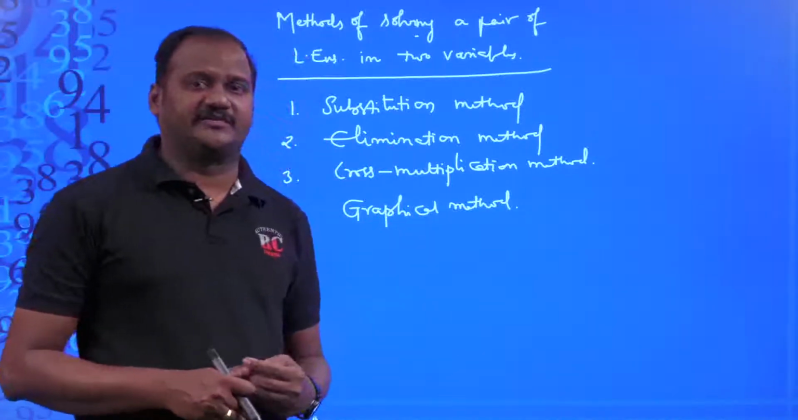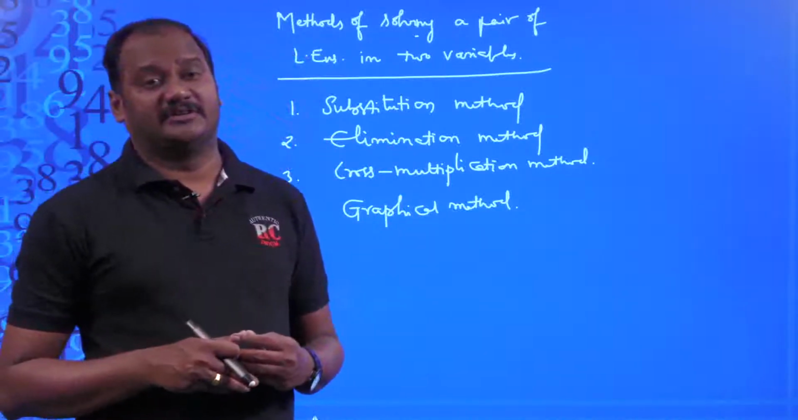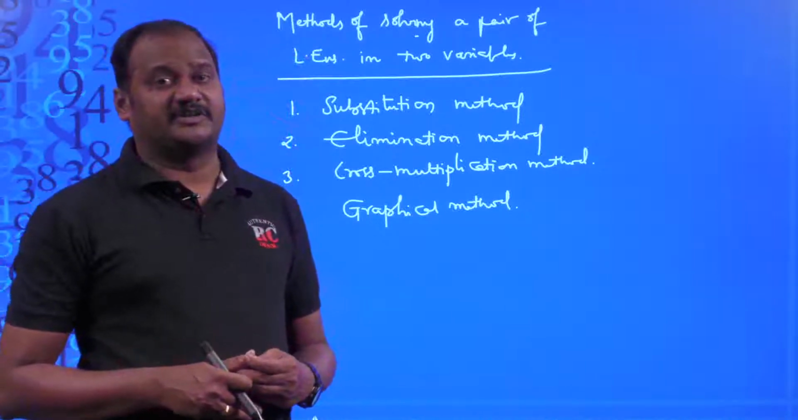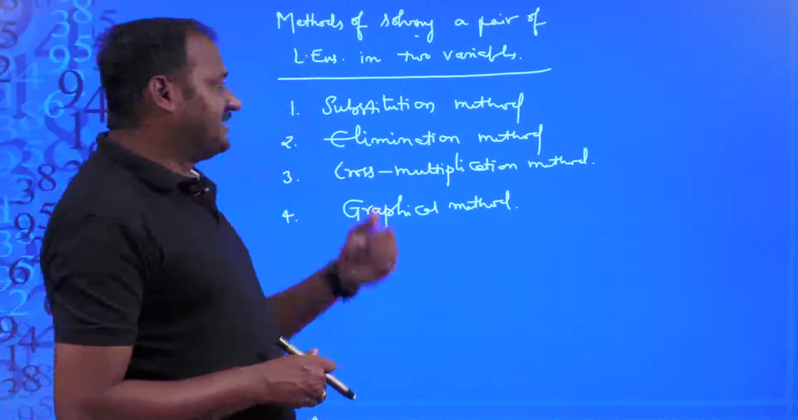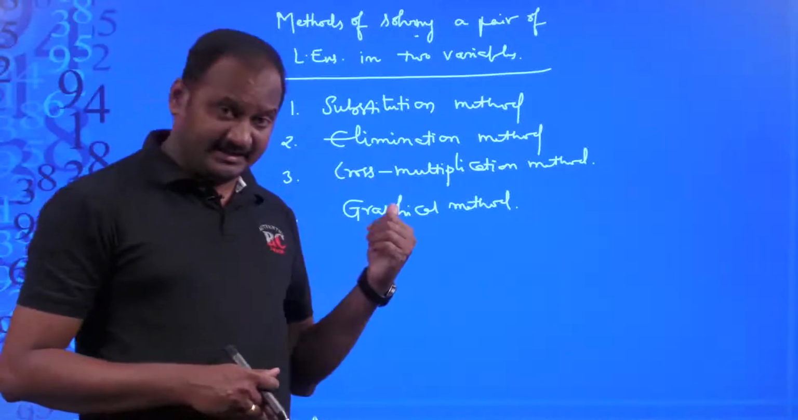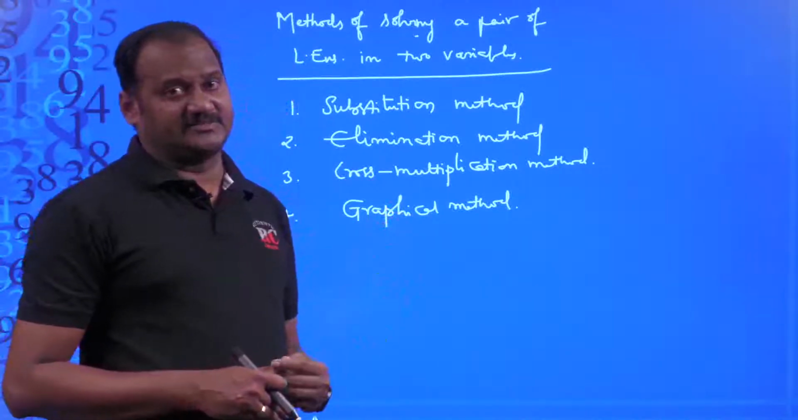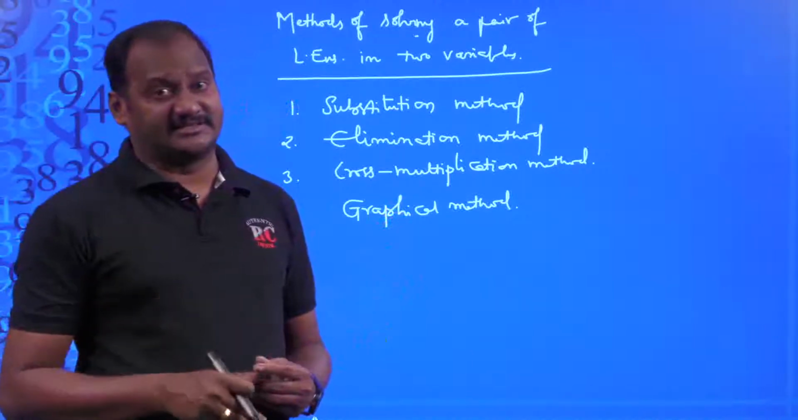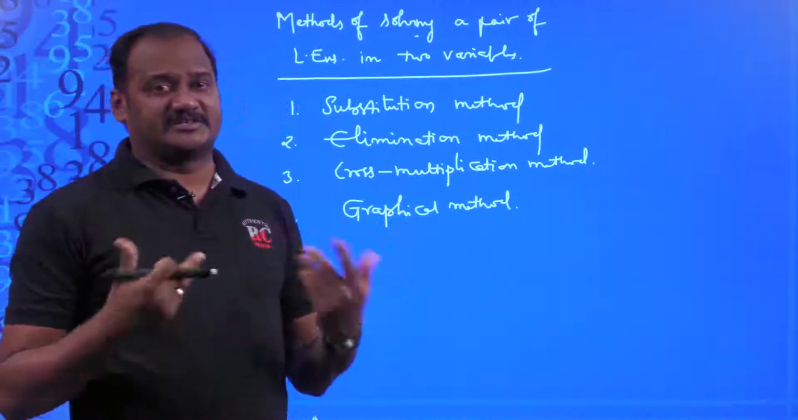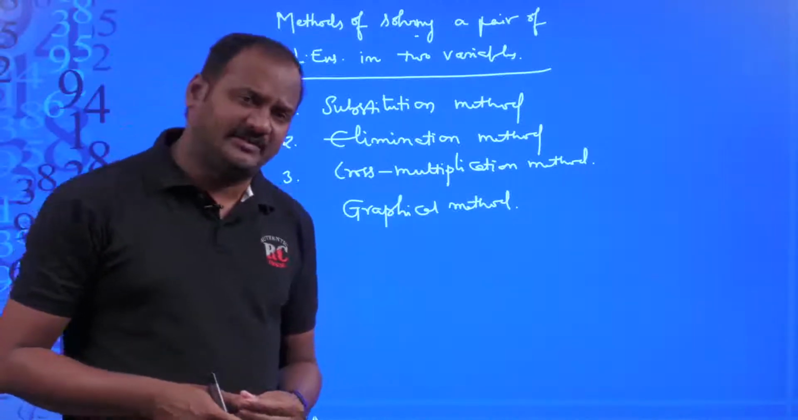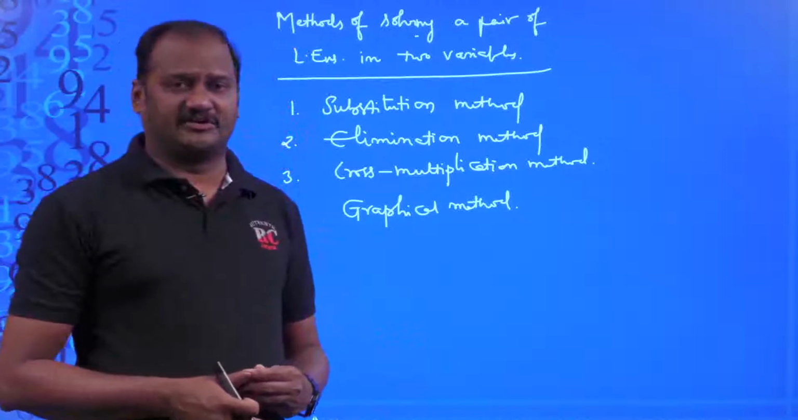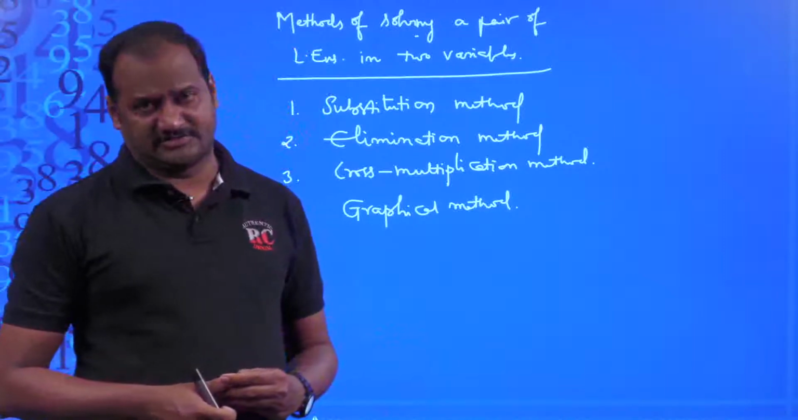For example, you are given a pair of linear equations, and how are you going to solve them by substitution method, by elimination method, by cross multiplication method, if a unique solution exists. Suppose a unique solution does not exist, then there are infinitely many solutions, otherwise there is no solution. In that case, we are not going to find those solutions, right.